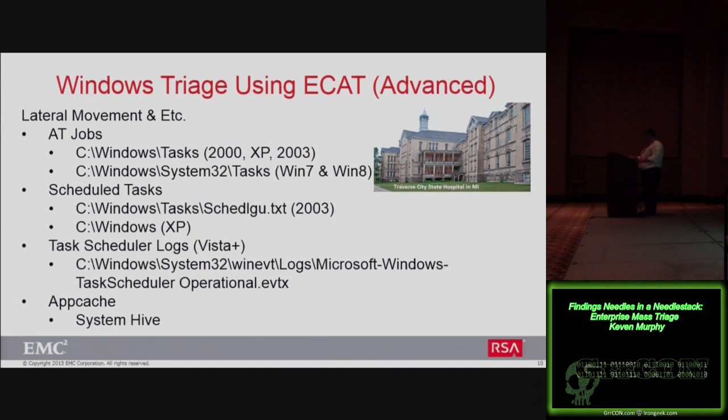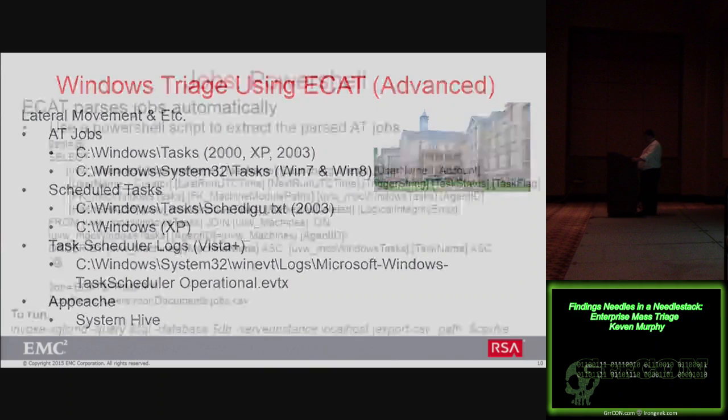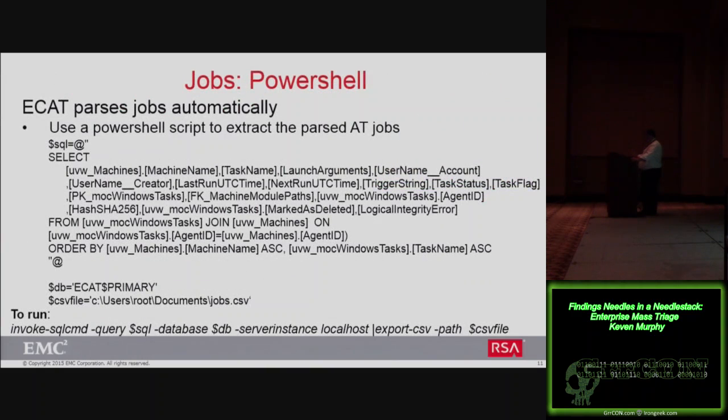Some of the first things we're going to take a look at are @jobs, scheduled tasks, task schedule logs, and the app cache. I have the listed files and directories there. One of the things that ECAT does automatically is it parses all the jobs. When it does a scan, it'll get all the @jobs and all that happy stuff out of the registry and puts it into a database.